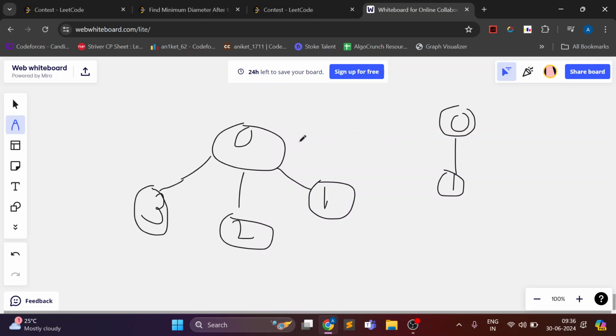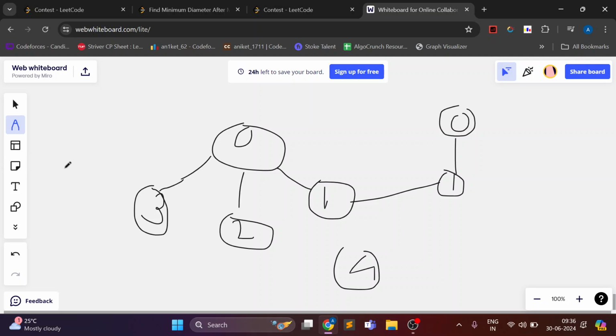Now if I just connect this one to this one, the diameter would be... What is diameter? Maximum distance between any two nodes. So if I join this 1 and 1, the diameter would be 4, because the distance is 1 2 3 4.